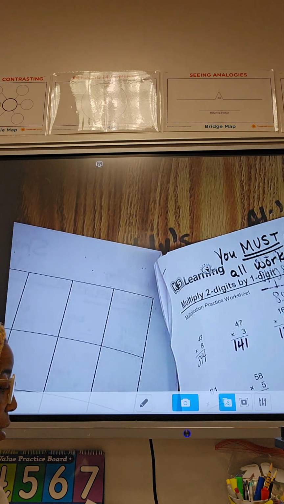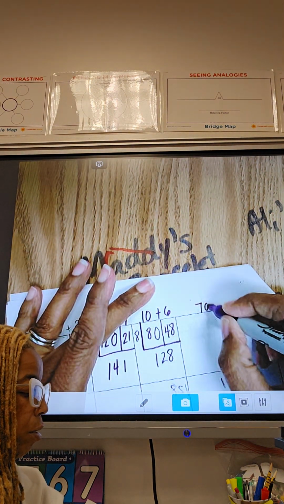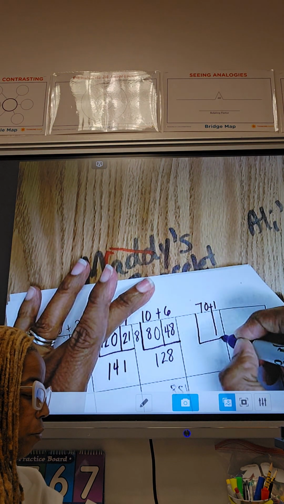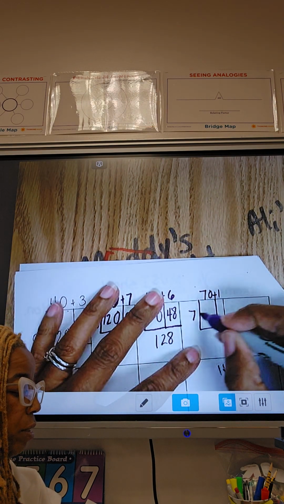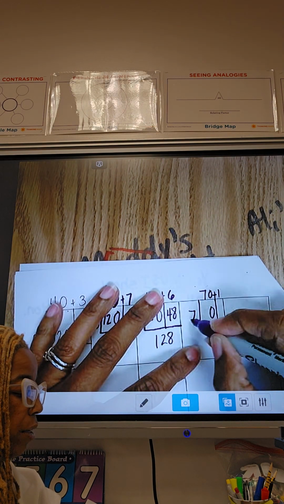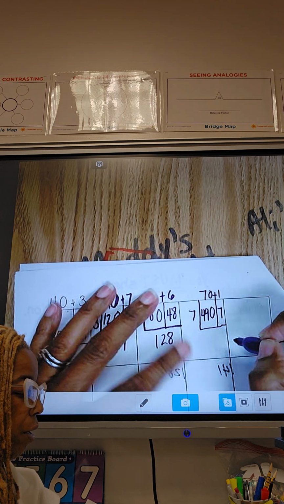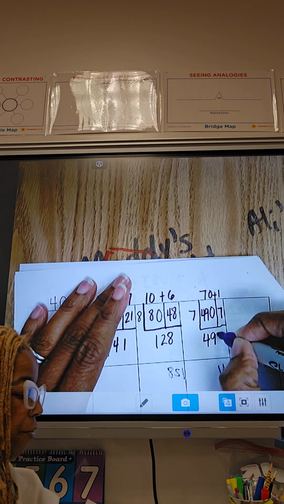The next problem is 71 times 7. Show your work. 70 plus 1 times 7. 70, bring down your 0. 7 times 7 is 49. And 7 times 1 is 7. It's 490 plus 7 is 497.